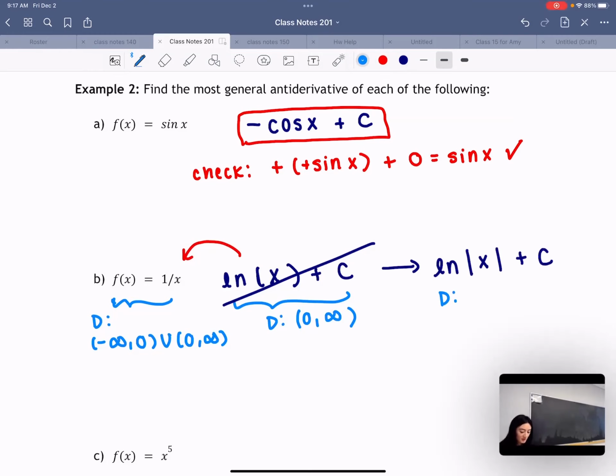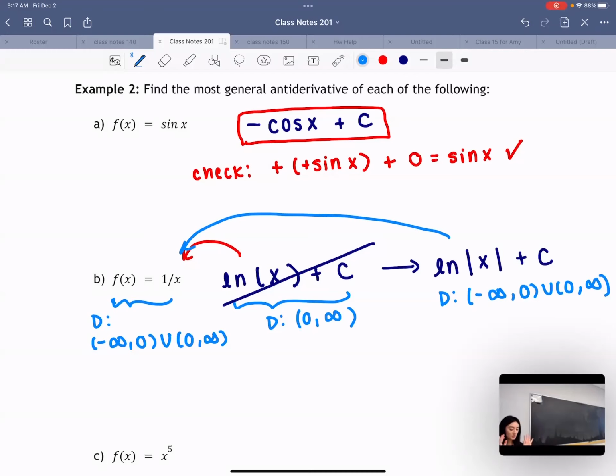What's the domain of the natural log of the absolute value of x? Perfect. Negative infinity to 0 and 0 to infinity, right? I can plug in negative values into this because if I plug in, say, -2, I'm going to get +2 and I can take the natural log of that. So I've changed this function to expand the domain of my original function so that when I go from the original function to my derivative, I have the same domain. So I can plug in the same amount of numbers.